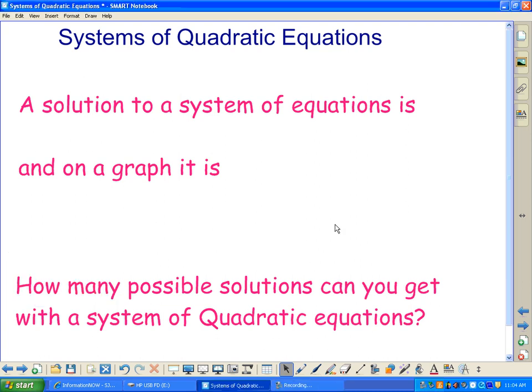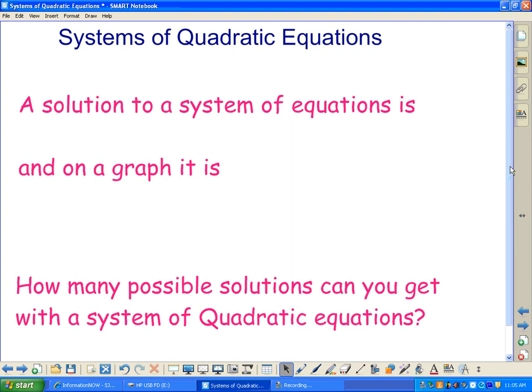So a solution to a system of equations is the point of intersection. That's what it looks like on a graph. But what else can you say about it? It's the point that does what to your equations? Makes them all true, right? So it's the point of intersection. It's the ordered pair that makes all your equations true.